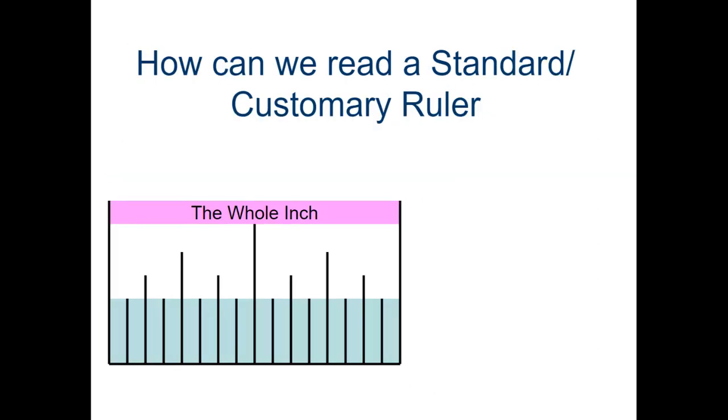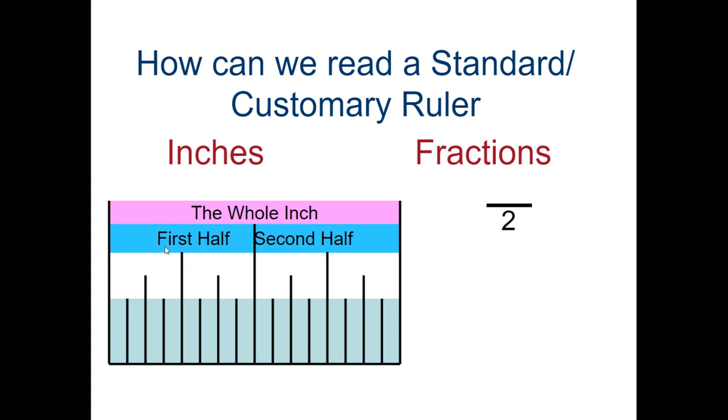So how do we read the standard customary ruler? So we start off with the whole inch, right? The whole inch is from one side to the other. That's the whole inch. And then we have the fractional inches. And so we have halves. So we have a first half and second half. And you can see it's divided by this large line in the middle. And then you'll have the fractions of 2 as your denominator. You have quarters. And you can see that we have 4 quarters in an inch.